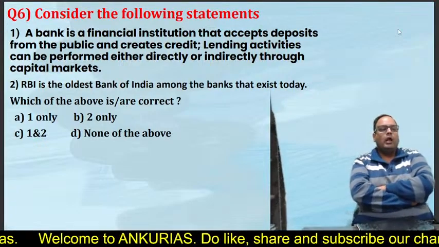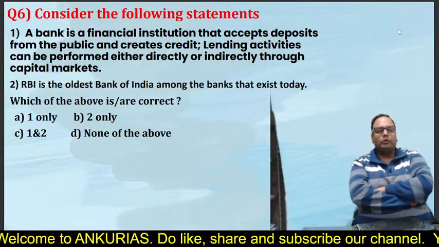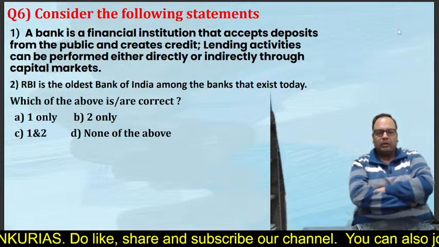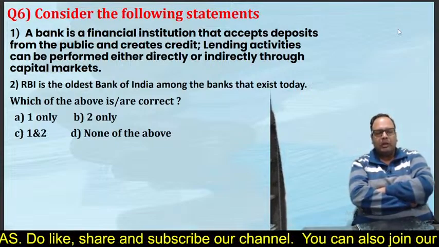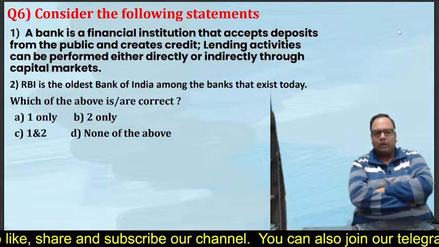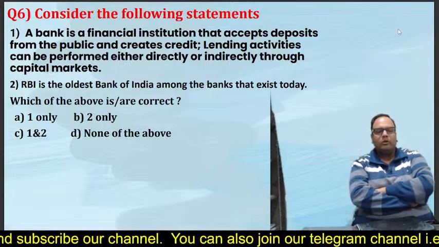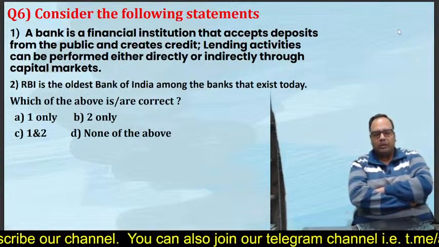Next question. A bank is a financial institution that accepts deposits from the public and creates credit. Lending activities can be performed either directly or indirectly through the capital market. RBI is the oldest bank of India among the banks that exist today.